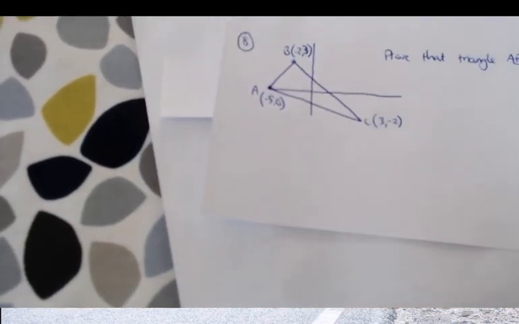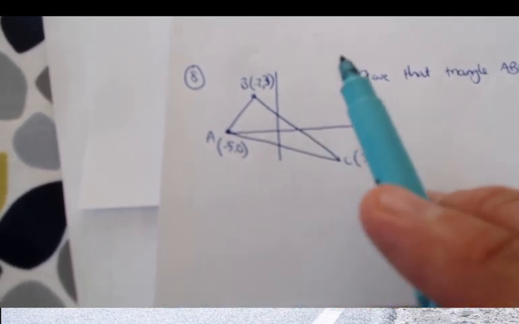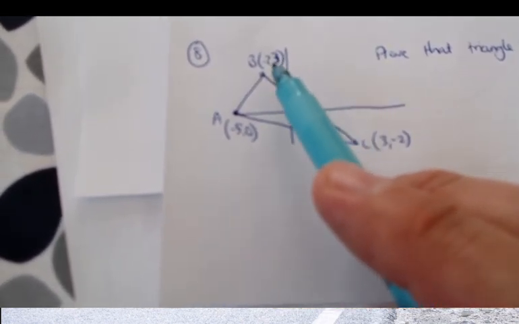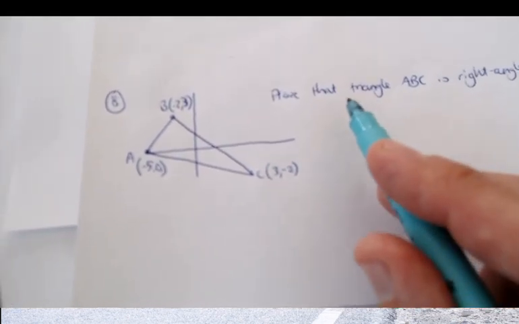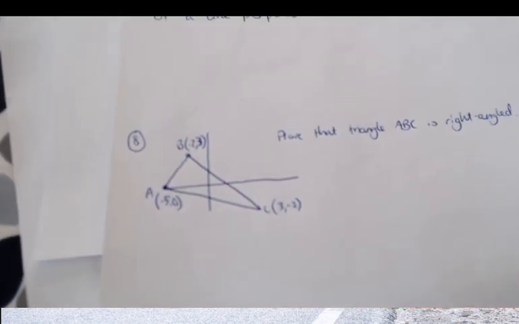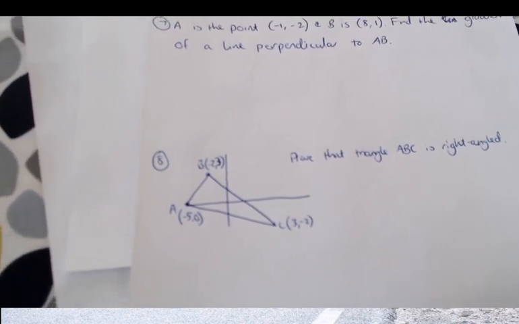And finally, I've drawn a triangle for you. A is (-5, 0), B is (-2, 3), C is (3, -2). You have to prove that it's right angled. So hit pause on the video and do your work, folks.